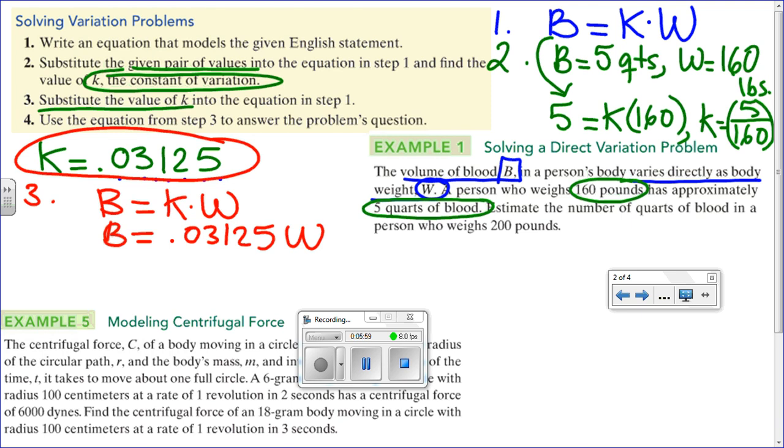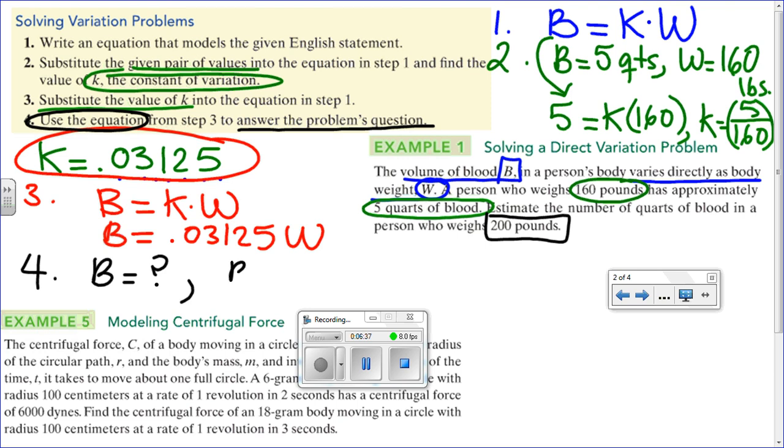All right. Number 4, it says use the equation to answer the problem's question. And the problem usually comes at the end. Sometimes it might be at the beginning, but if you have a question when you only have one piece of information, then just keep reading and find the statement or the sentence that has 2, like in this case, the 60 pounds and the 5 quarts of blood. So now the question is, how much blood would a person with a weight of 200 pounds have? So B is the question.